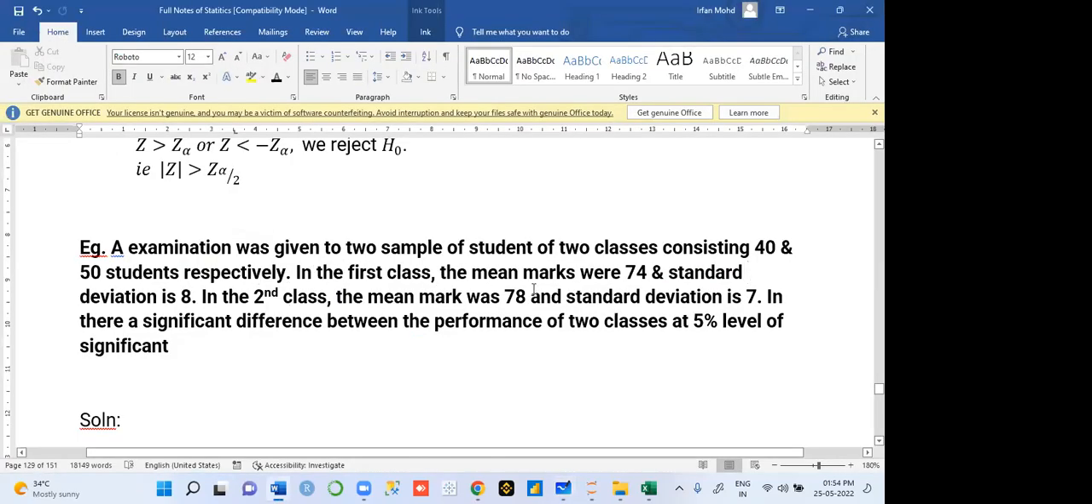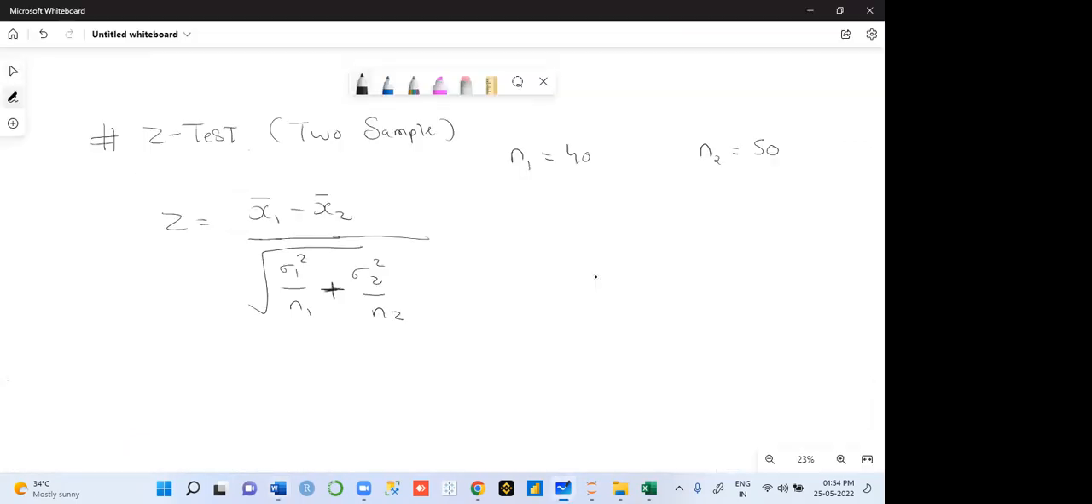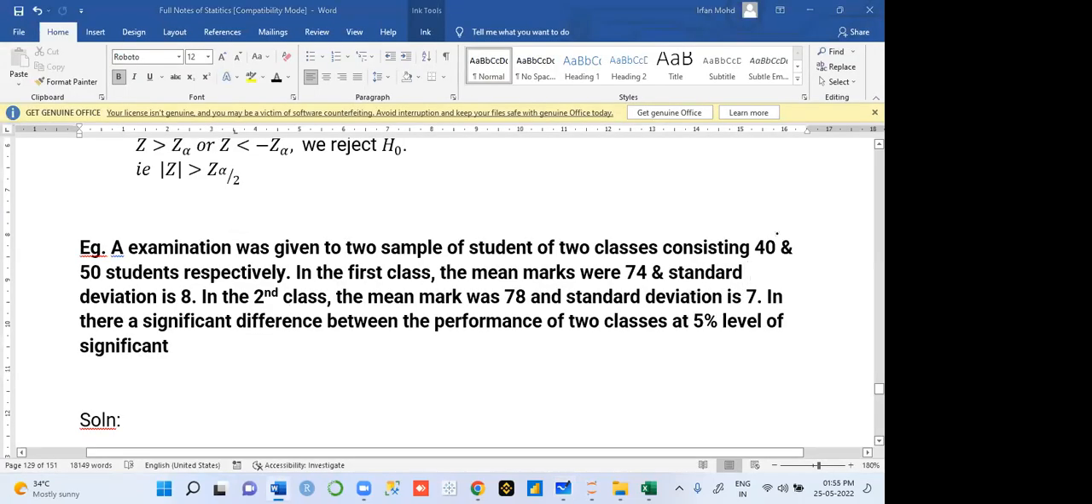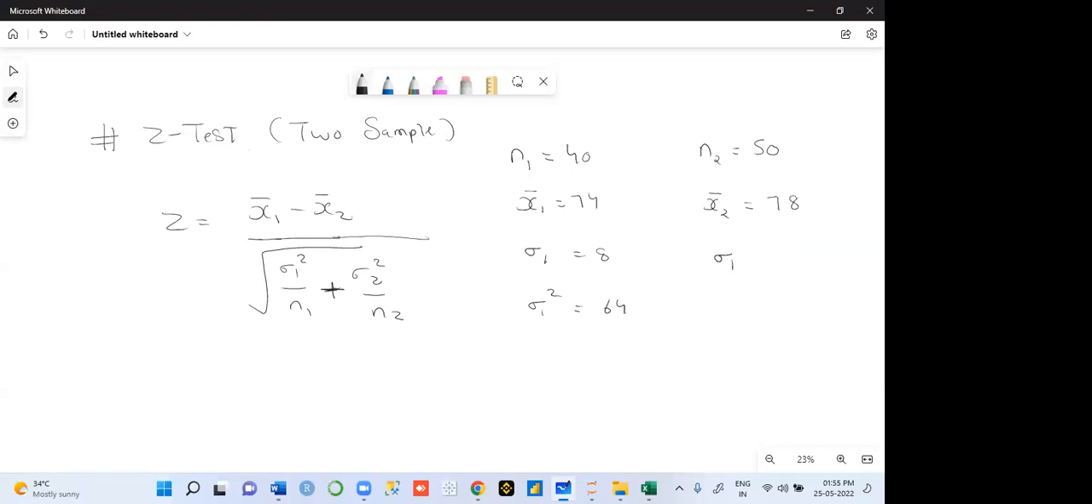Next, in the first class, the mean marks were 74, standard deviation was 8. X1 mean is how much? 74. Standard deviation 8. Can we do standard deviation square? 8 square is 64. What is second class mean? 78. Standard deviation 7. Variance 49. Can you put inside this one, guys? This is your given data.